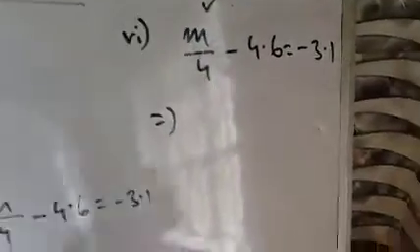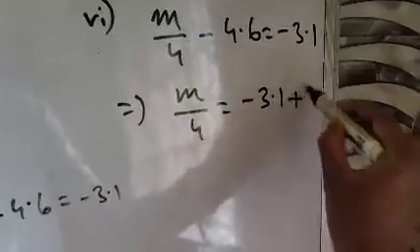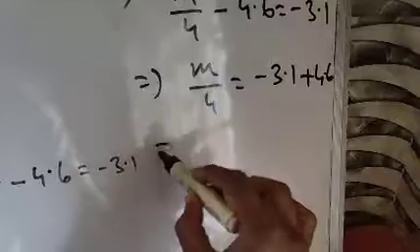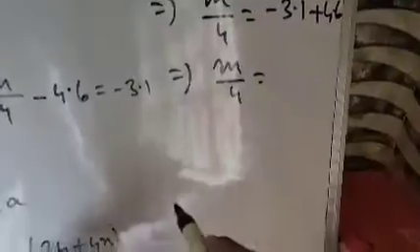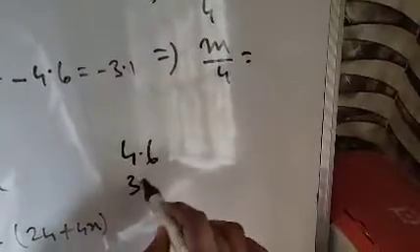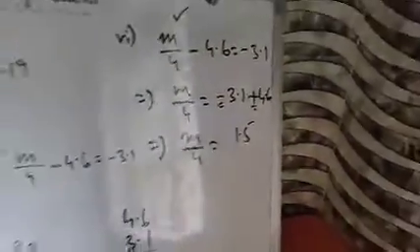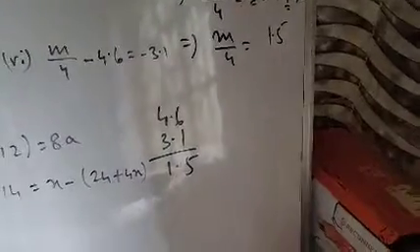Here the variable used is m. Therefore m by 4 will be equal to minus 3.1 plus 4.6. After transferring, the sign will reverse. Now 4.6 and 3.1: one sign is minus, one sign is plus, so the resulting sign will be minus. So we subtract 3.1 from 4.6. The answer is 1.5.